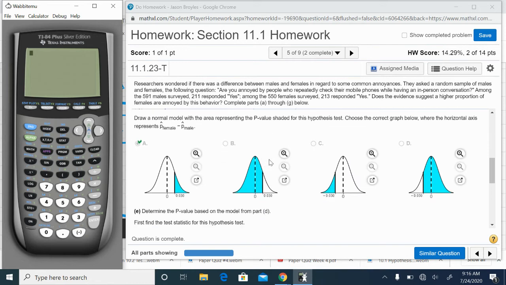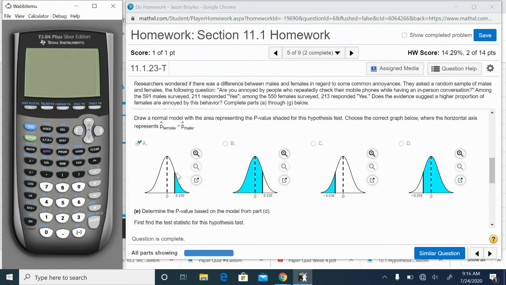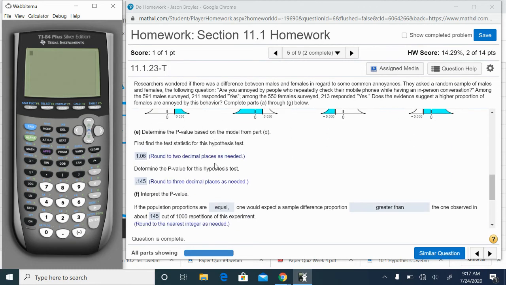Okay, looking at the picture, this is a right-tailed test. So the area would be in the right tail. The only possibility that could work is this one. I guess technically this one, but that area is very far off. That area can't be 0.3030. So this is the only picture that makes any sense with a right-tailed test. Determine the p-value and the test statistic.